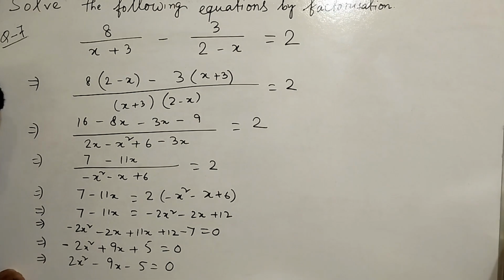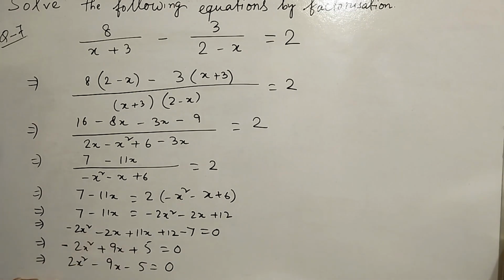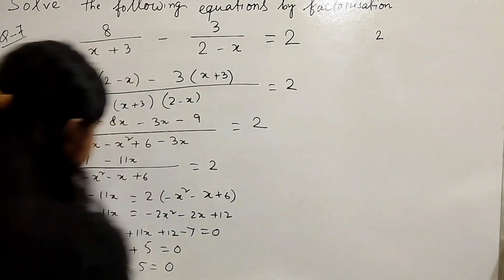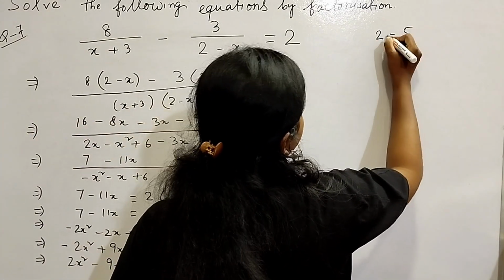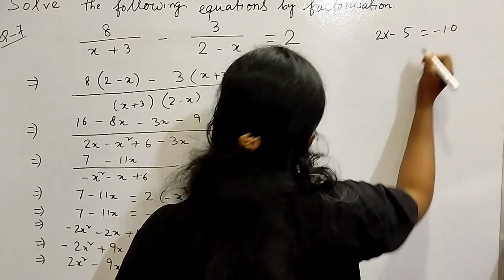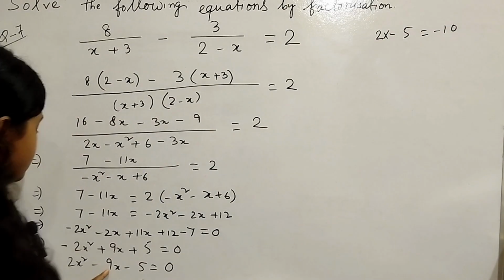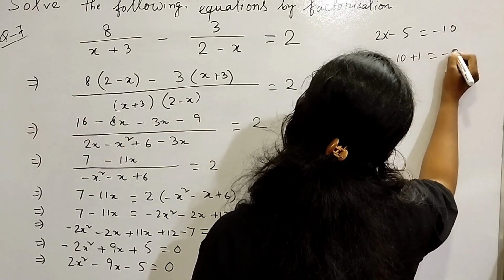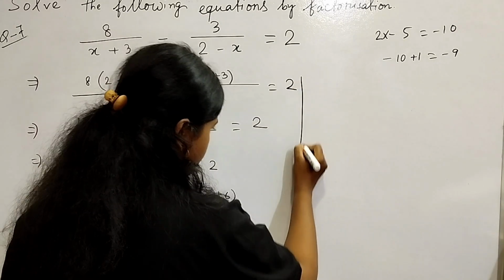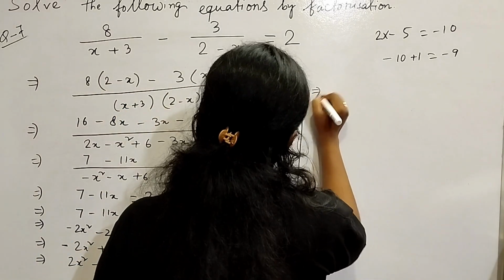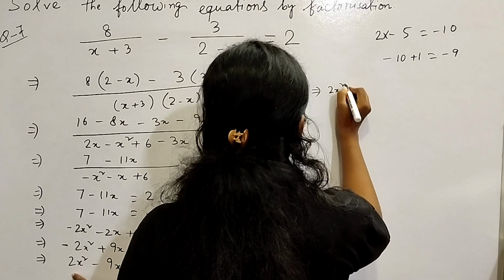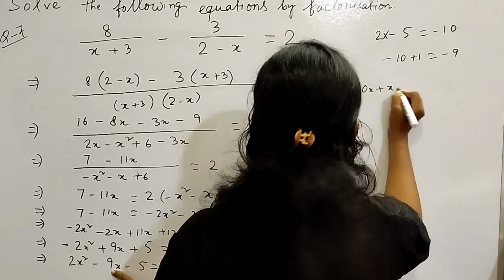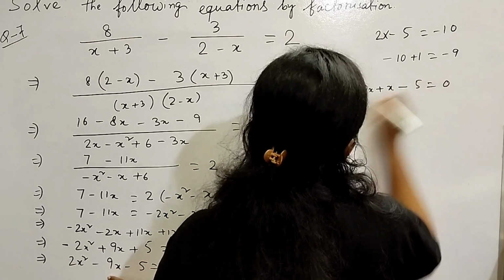Now you have to find the factors of this quadratic equation. Here the coefficient of x square is 2 and minus 5 is there. So it becomes minus 10, and the middle term is minus 9. So we can write minus 10 and plus 1, which becomes minus 9. So 2x square and minus 9x can be written as 2x square minus 10x plus x minus 5 equals 0.